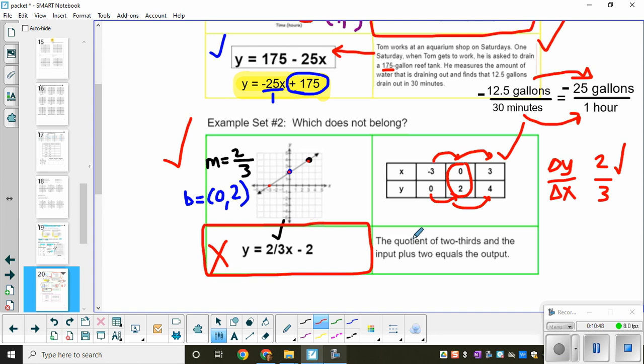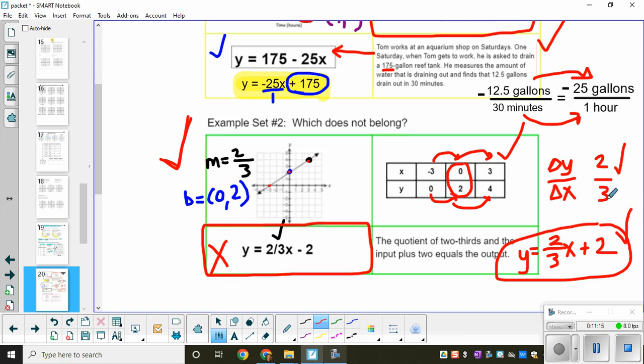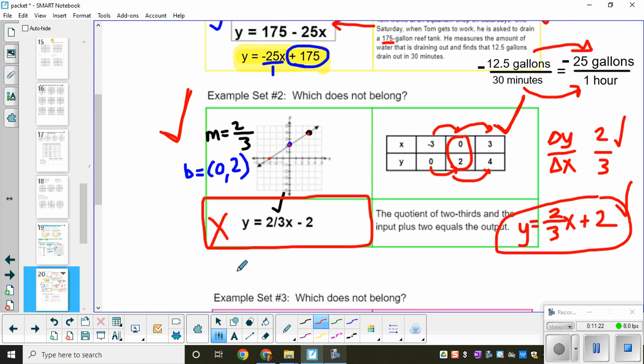So you guys know that the word quotient means it's the answer to a division problem. So the quotient we have of 2 and 3, and the input, plus 2, equals the output. And this right here, this equation, is modeled right here. There's the 2/3, the plus 2. So this line matches this scenario and this table. And the equation over here in this sample set, that's the oddball. So that's the one that doesn't belong.